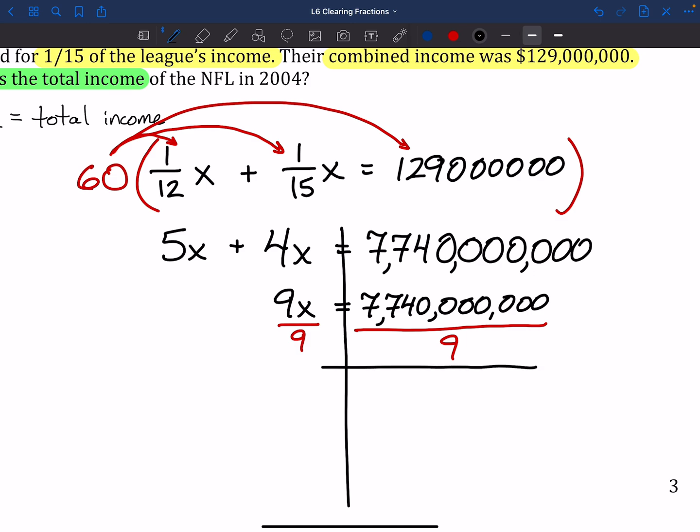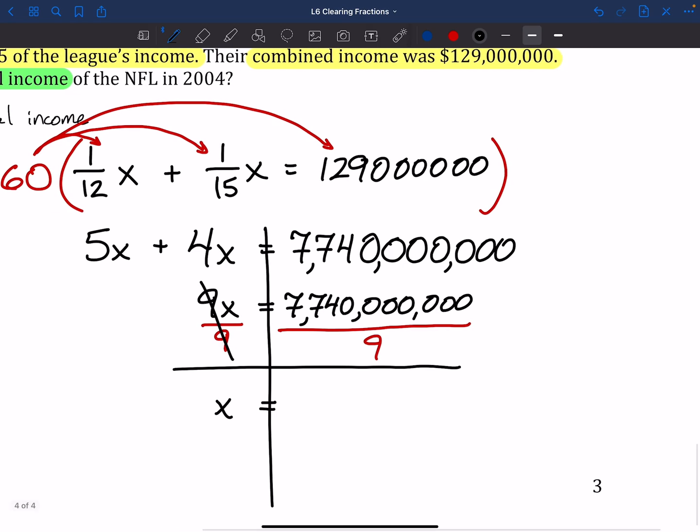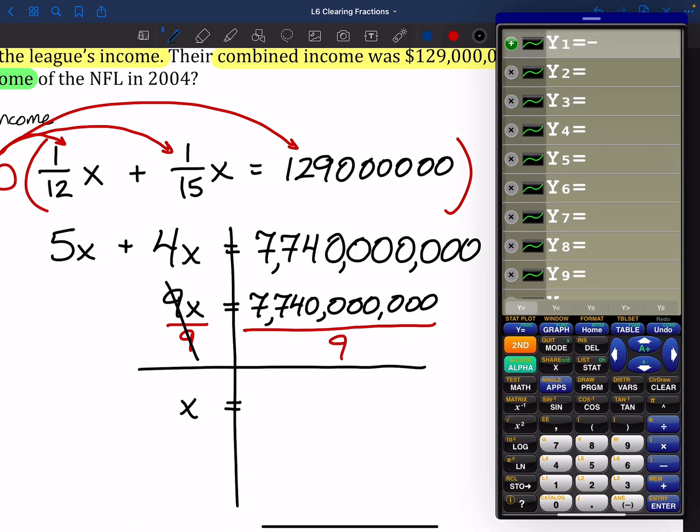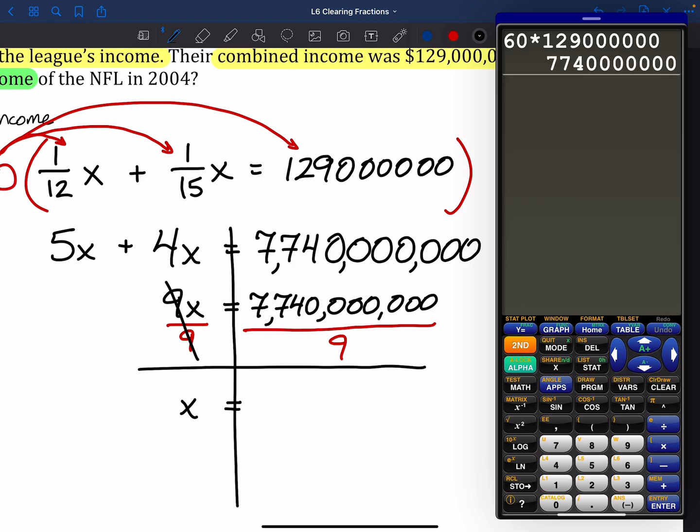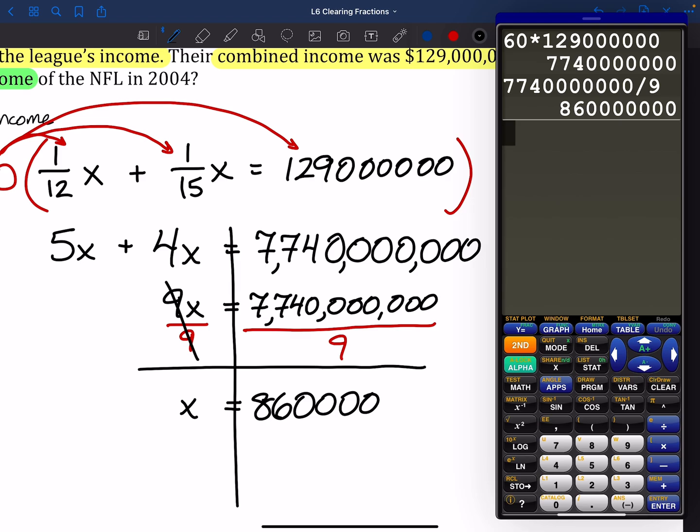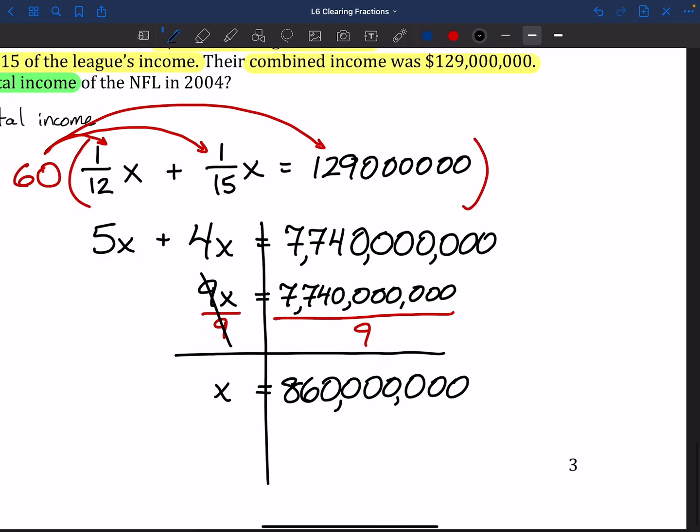What could be more fun? All right, so those 9s are gone. We get just x. Phew, something's not so bad. And then let's see what 7,740,000,000 divided by 9 is. 7,740,000,000, and then a million, 4, 5, 6 zeros, divided by 9. Oh, perfect. It's just 86 with 7 zeros. Just $860 million, right? So, pretty good.